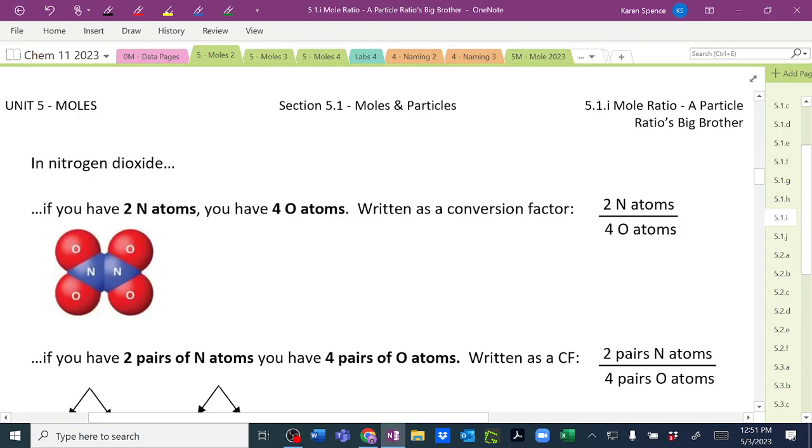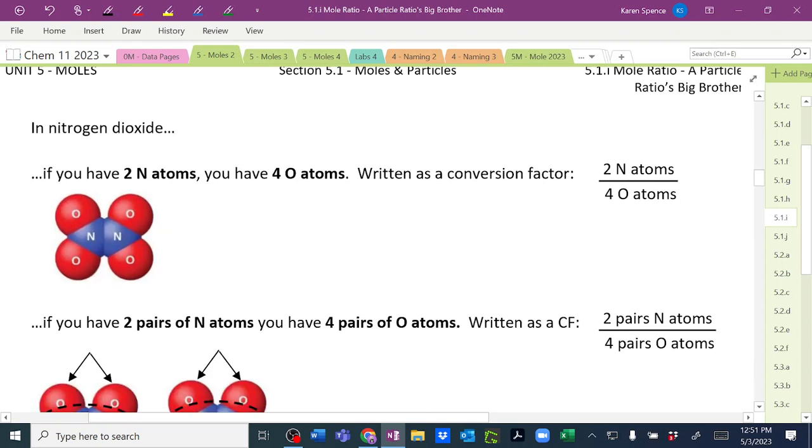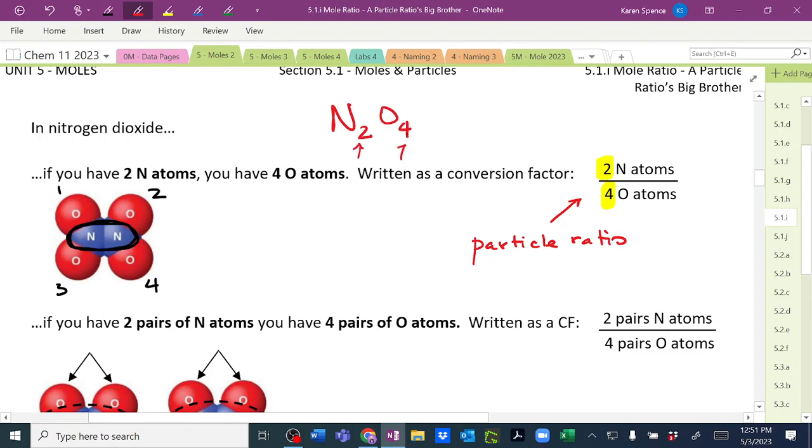Let's find another mole ratio. In nitrogen dioxide, if you have 2 N atoms, that means you have 1, 2, 3, 4 O atoms. So we have a 2 N atoms to 4 O atoms ratio. That's our particle ratio. 2 to 4. 2 N's to 4 O's. Two to 4.